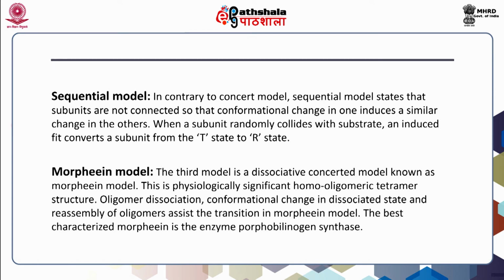Let us see the morpheein model. The third model is a dissociative concerted model known as the morpheein model. This is a physiologically significant homo-oligomeric tetramer structure. Oligomer dissociation, conformational change in the dissociated state and reassembly of oligomers assist the transition in the morpheein model.